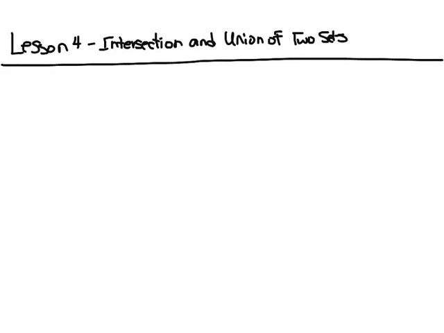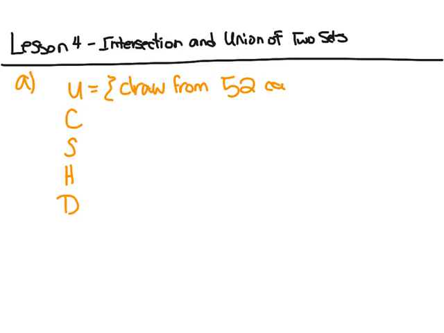Okay, example 4. If you draw a card at random from a standard deck of cards, determine the following with set notation. So we have U, C, S, H, and D. So this is part A. So U is the universal set, the ultimate set. So it's all the cards when you draw from the deck of cards, which is 52. So we know that that's going to be 52. C would be when you're drawing a club.